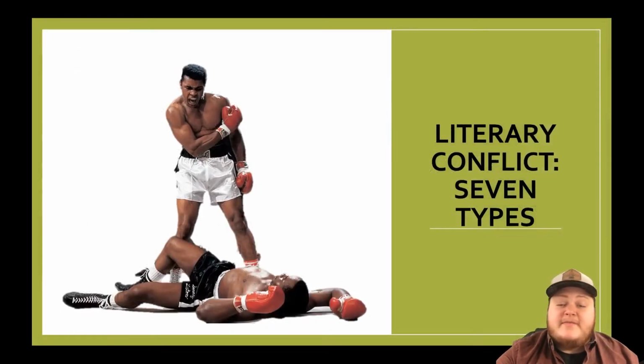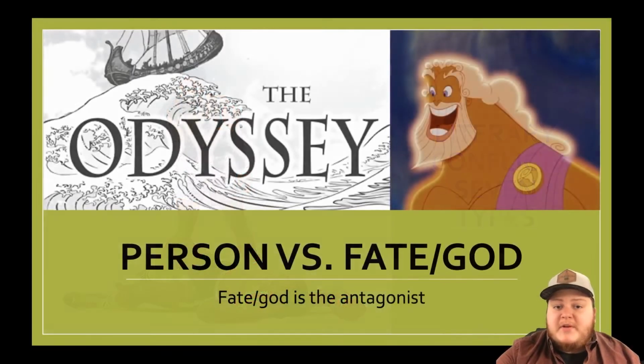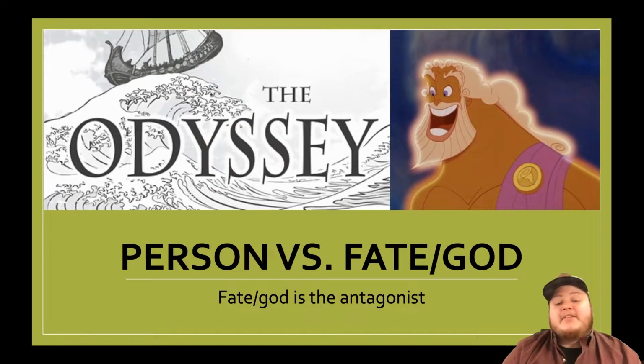And then the big thing is 7 types of literary conflicts. We talked about this before the break, but I just want to make sure that you know these 7 types of literary conflicts. First one's person versus fate, and that's when fate or a god is the antagonist or bad guy. So if you look at the Odyssey, Poseidon was the one messing with the weather for Odysseus, and if you look at Hercules the cartoon, that's where Hades was messing with Hercules and trying to make him remain mortal.